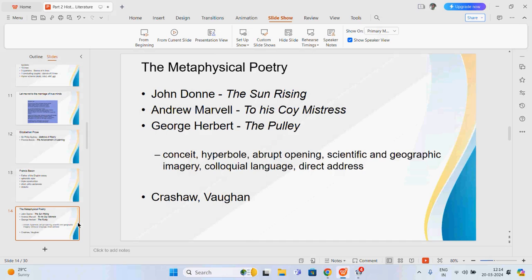Metaphysical poetry has a very abrupt beginning. In The Sun Rising, John Donne says, "busy old fool." The sun is referred to as the busy old fool. There is a direct address. The language is very colloquial. The imagery that is drawn is generally from the field of science and geography, because this was the age of scientific and geographic advancement.